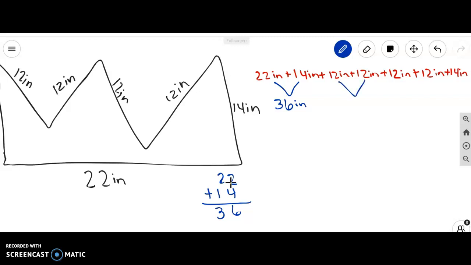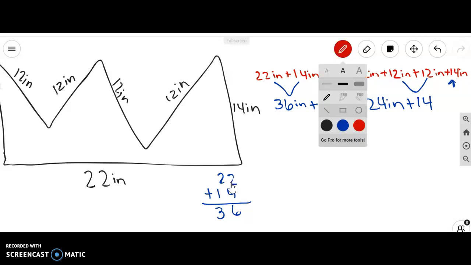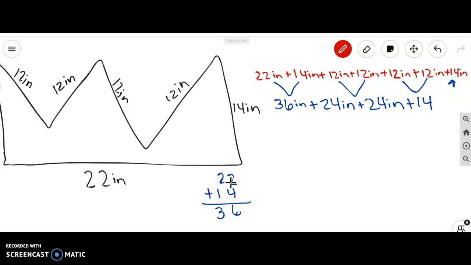We have 12 plus 12. These are doubles, so we can use our double rules, and 12 plus 12 is 24. Then we have another 12 plus 12, and we just did that, so that's 24 inches. And we're left over with this 14. So we're going to bring the 14 down to the next equation. So we're going to repeat the same thing. We're going to add the pairs.